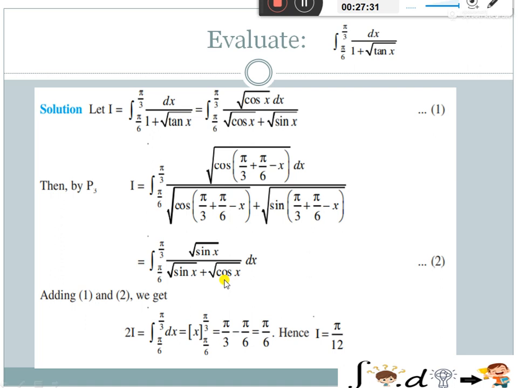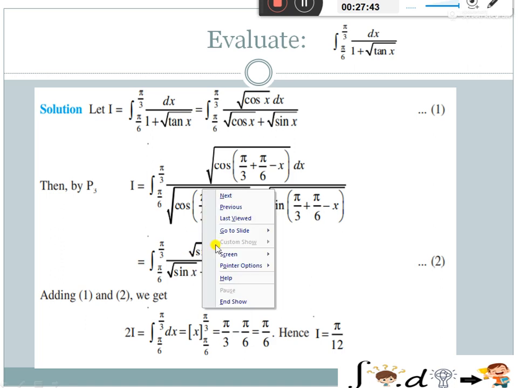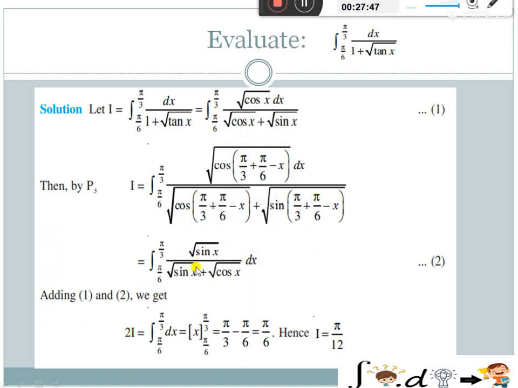And now as you see in this first equation and the second equation, the denominators are the same, and therefore on adding 1 and 2 we get root sin x plus root cos x upon root sin x plus root cos x. This cancels, and you will get only 1. That means 2I is equal to the integral from pi by 6 to pi by 3 of 1. And what is the integral of 1? That is x, and then substituting the limits pi by 6 to pi by 3, it becomes pi by 6, and I is equal to pi by 12.